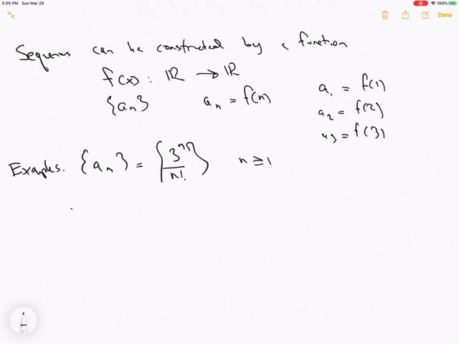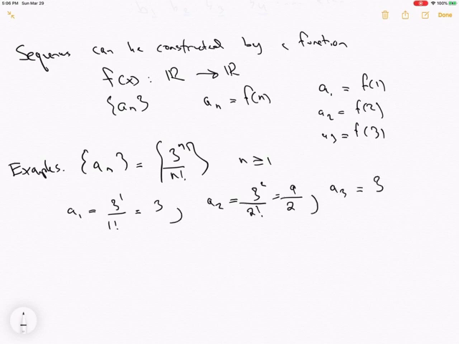So then you see that the first object would be 3 to the 1 over 1 factorial, which is, of course, 3. The second object in this list would be 3 squared over 2 factorial. So that's 9 over 2. The third object, I'll put commas, the third object in this list would be 3 to the third power over 3 factorial. So that's 27 over 8, etc.